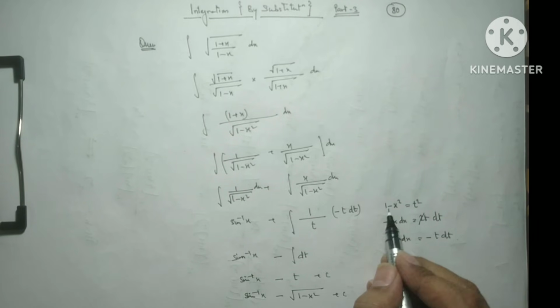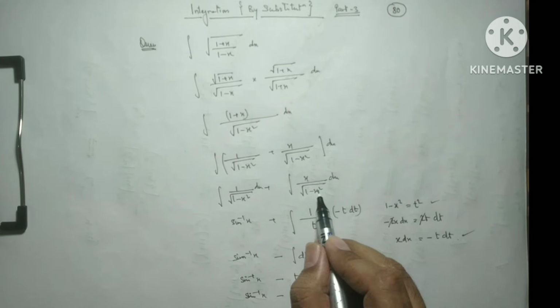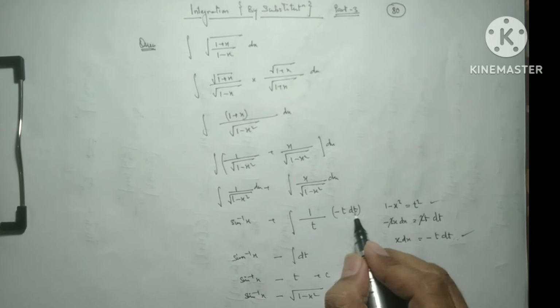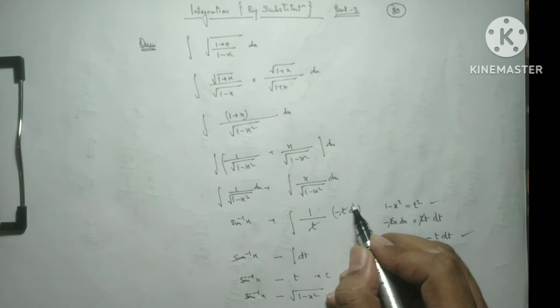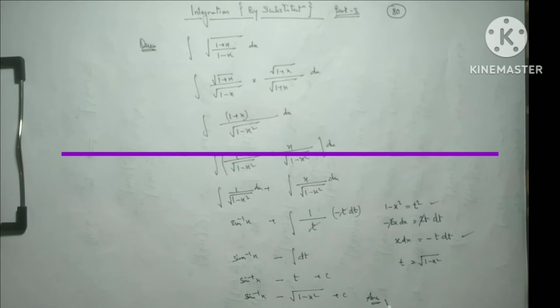So we substitute this value and this in this expression, so it becomes t square. Under root of t square is t, and the x dx is minus t dt. Now t will be cancelled out and you have minus dt only, and the integration of dt is t. So this part is sine inverse x and this part is t. And what is t? T is under root of 1 minus x square. So we put this value in place of t. So answer is sine inverse x minus under root of 1 minus x square. So this is the answer.